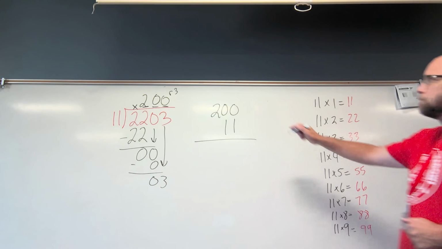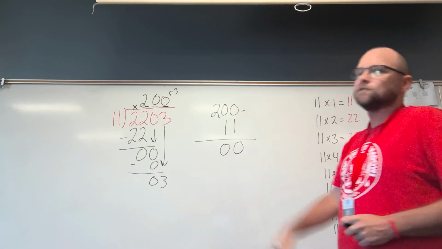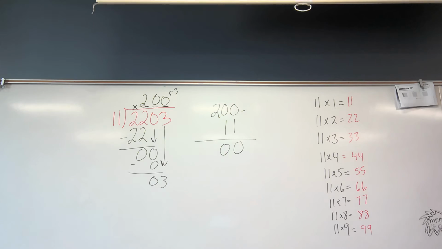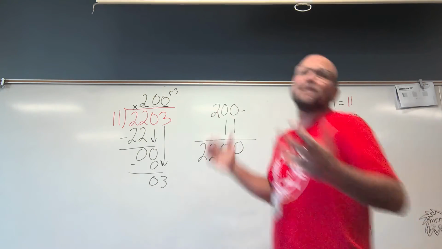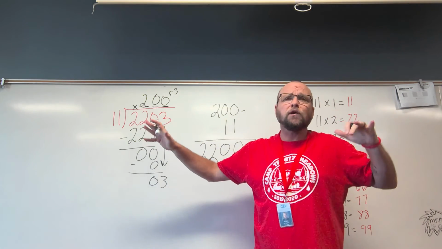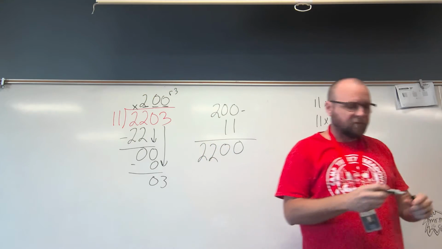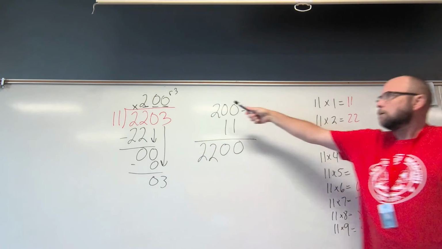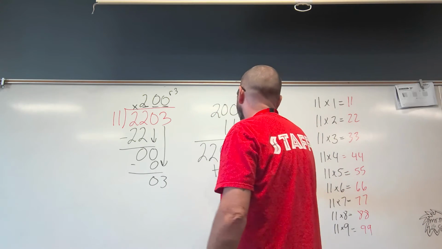Now I have these zeros at the end, so I can just move those zeros down. Then I'm just doing 11 times 2, which is 22. But Eva, it didn't work. This says 2,200. This says 2,203. No! Where did I mess up, Eva? I have to add the remainder.